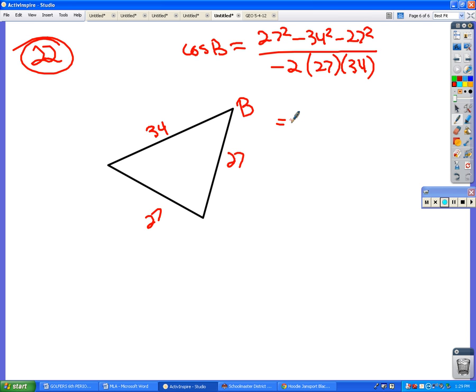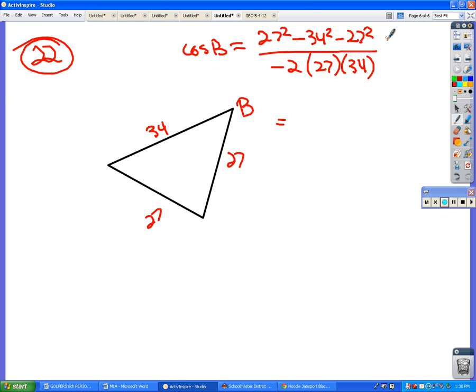Okay? Now, I had some people in my 6th period class that were struggling with this because it's easy to have the calculator kind of tell you the wrong answer. If you are one of those people, my suggestion to you is to do the top first. Okay? So right now, somebody figure out what's 27 squared minus 34 squared minus 27 squared. Tell me what you get.